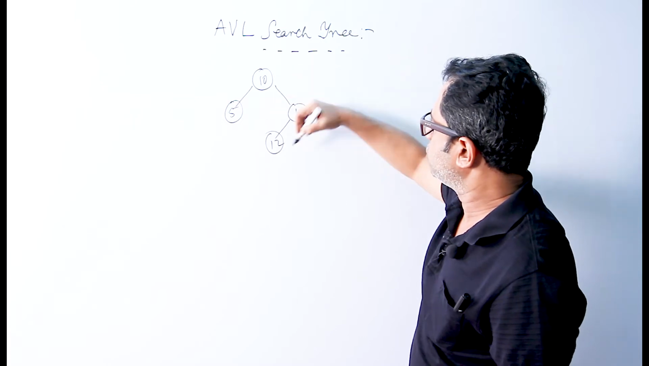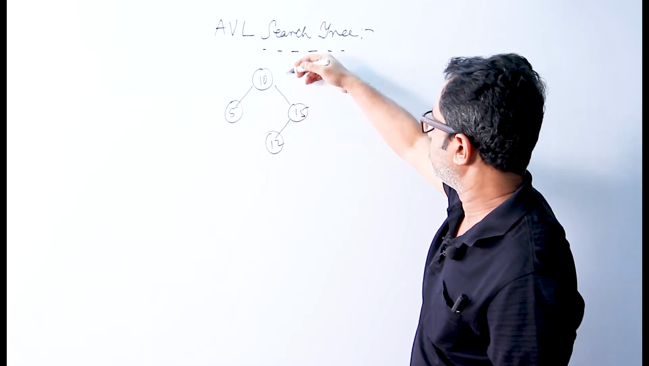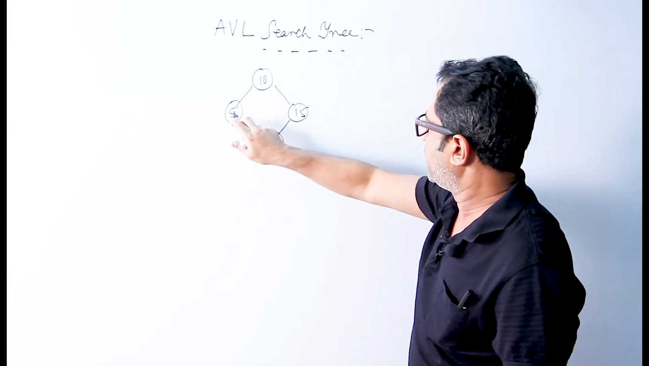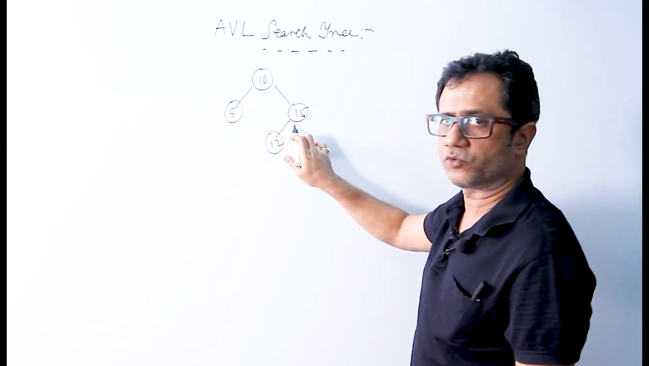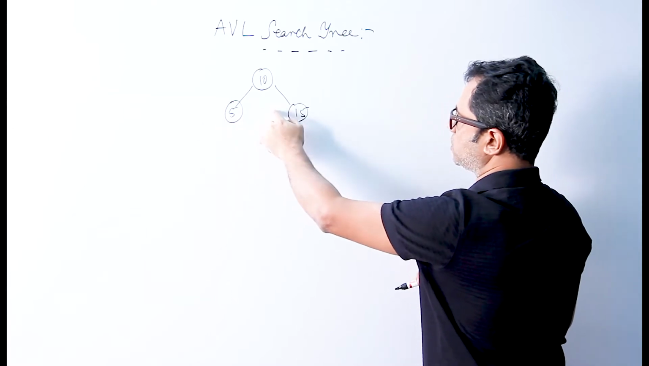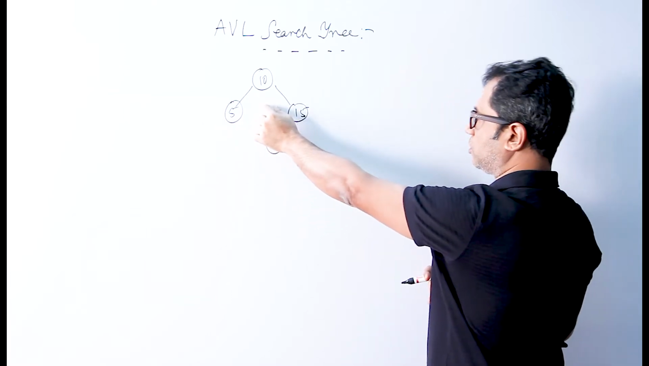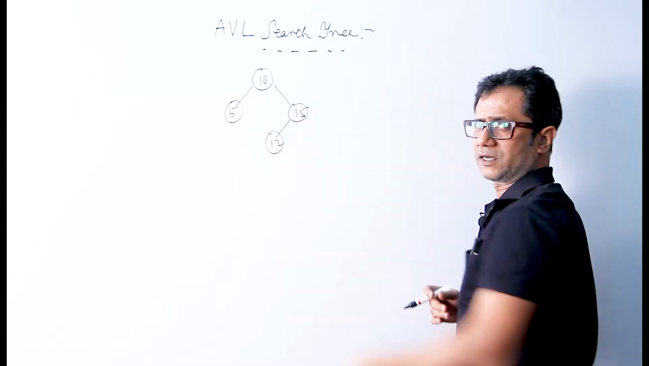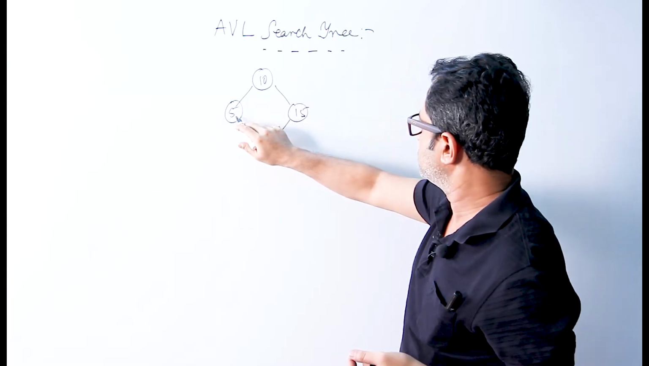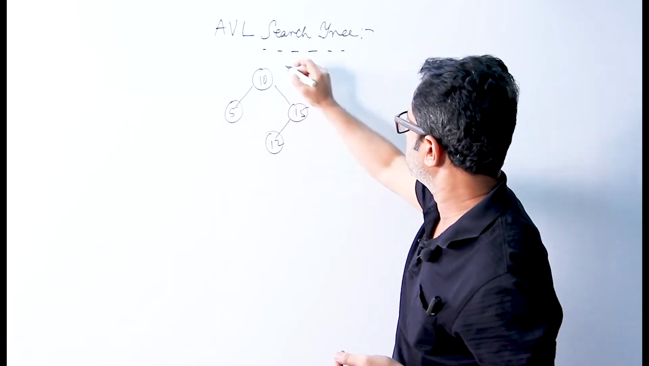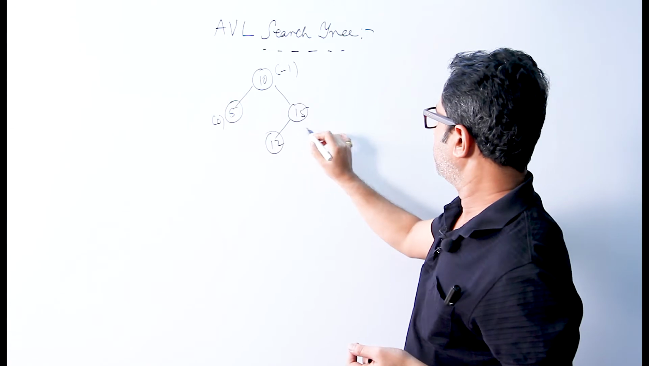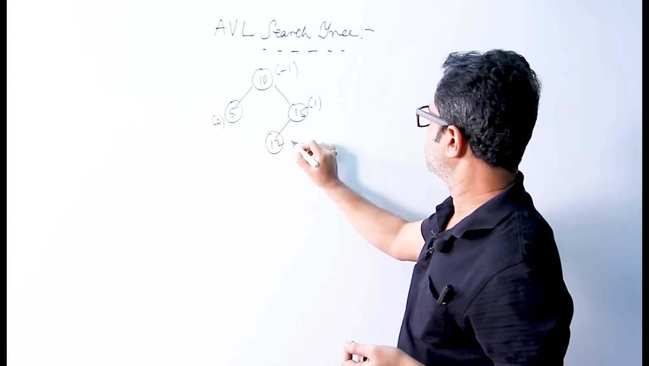For it to be called an AVL search tree, we have to examine the balance factors. What is the balance factor of this node? The height of the left subtree is 1, the height of the right subtree is 2. The height difference, that is HTL minus HTR, is the operation to be performed in order to ascertain the balance factor of each of the nodes of an AVL search tree. It gives us a value for this 10 of 1 minus 2, that is -1. This is 0, 0 minus 0 gives you 0, 1 minus 0 gives you 1, 0 minus 0 gives you 0.